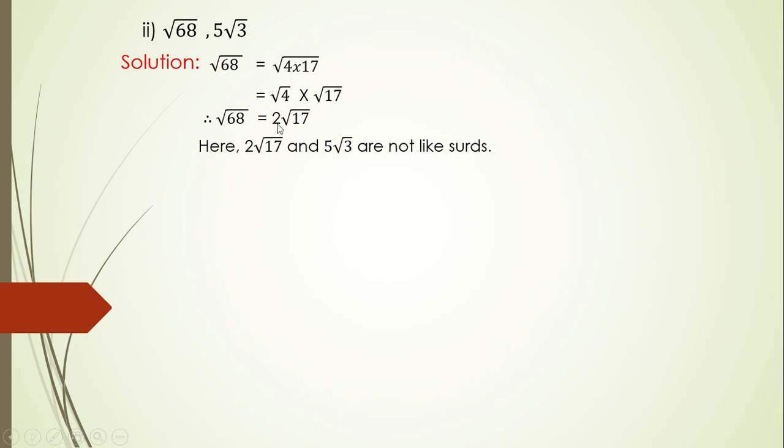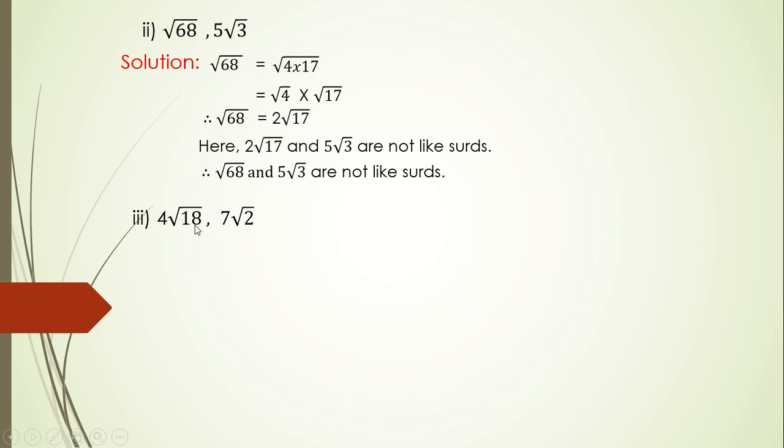So 2 root 17 and 5 root 3 are not like surds. See, the surd part is different. Here it is root 17 and here it is root 3. So they are not like surds. We have to factorize and check whether we are getting similar terms over there.